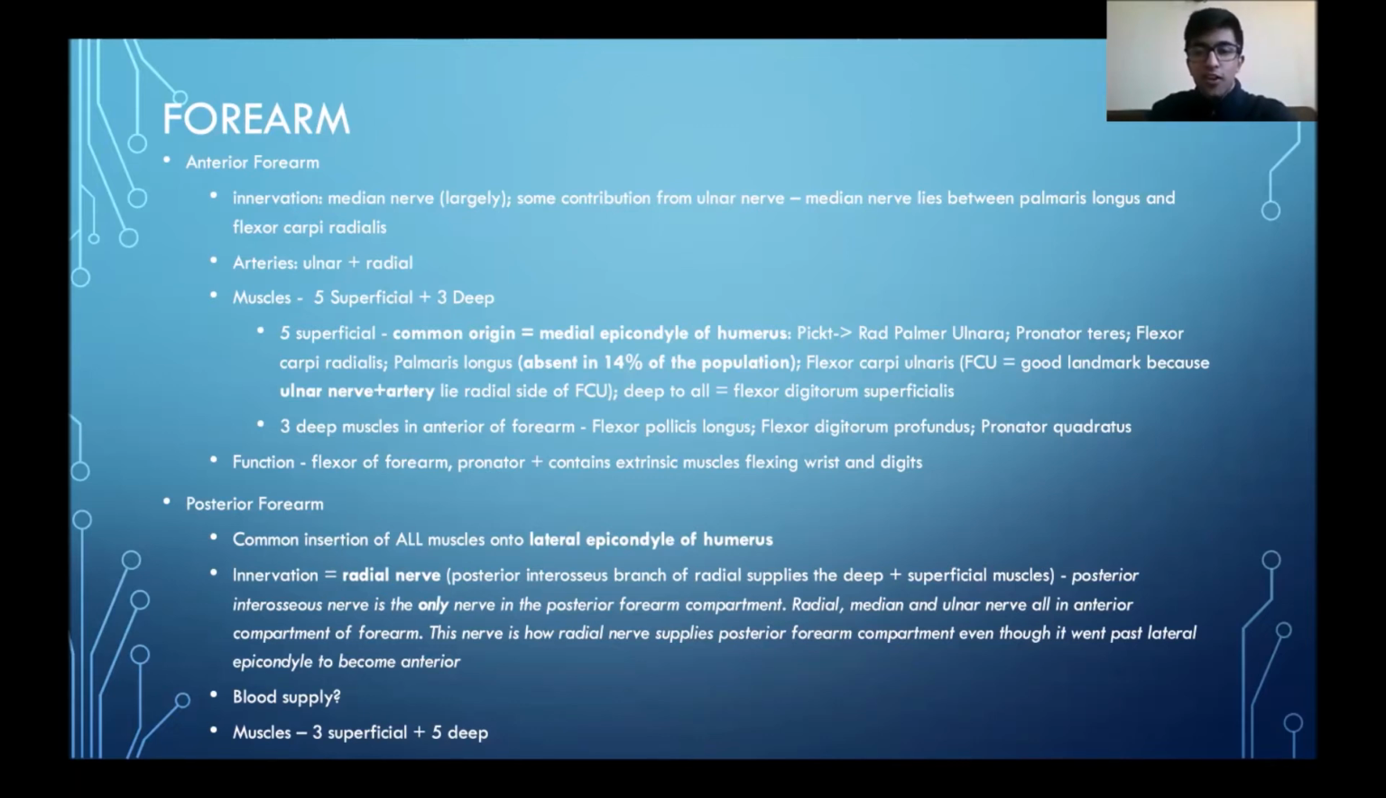Okay? Okay. Muscles, you have the opposite of the anterior. The posterior forearm, you have 3 superficial, 5 deep. So 5, 3, 3, 5. And when you do that, it's easy to remember. Because people were in the anatomy dissection room last year and they were like 5, 3, 5, 3.